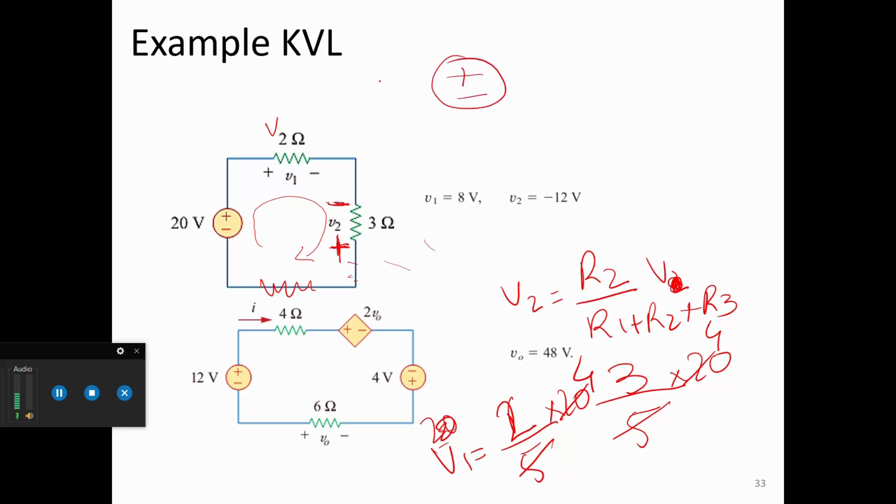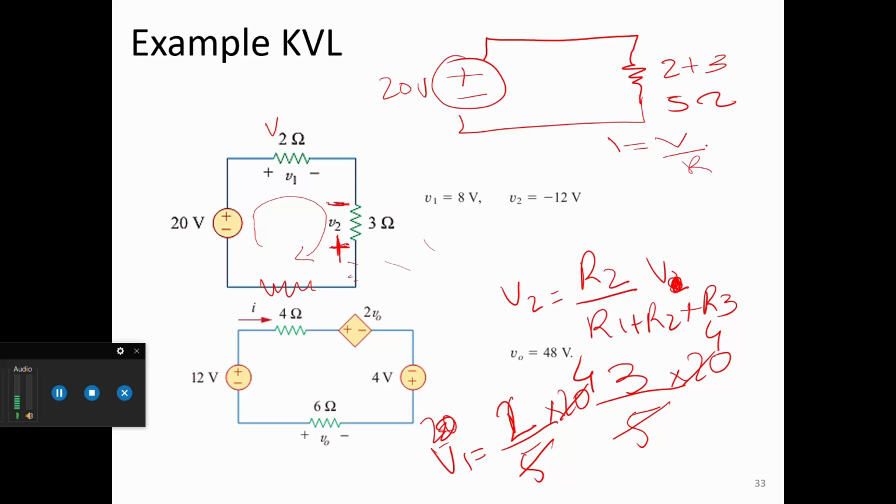plus minus 20 volts into, let's say we add this temporarily 2 plus 3 equal to 5 ohm resistance, and we can find the current. V is equal to IR. I is going to be equal to V divided by R, and then the V is like 20 and R is like 5 ohm. So I is going to be 4 ampere. So we know in series the current is going to be same.